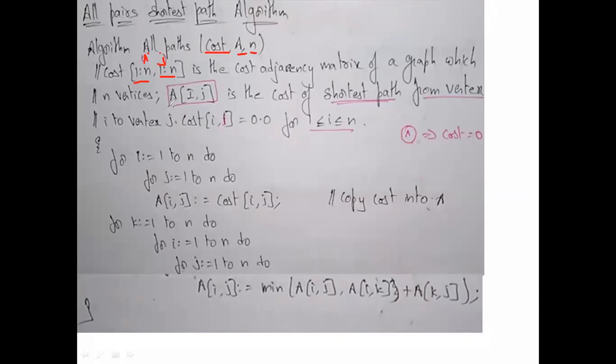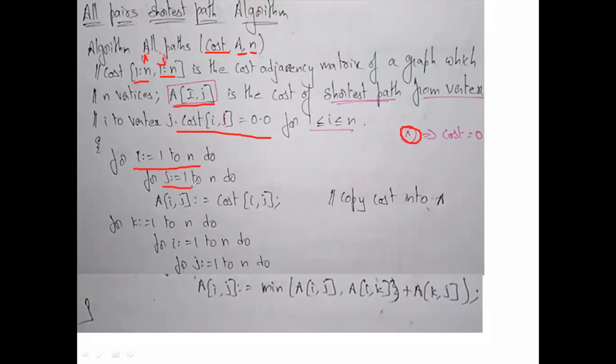Here, for n vertices, A of i comma j means the shortest path from vertex i to all other vertices. If you have a single vertex, then what is the cost? It is 0. So initially we have to assign the cost of i comma i equal to 0 for i equal to 1 to n.